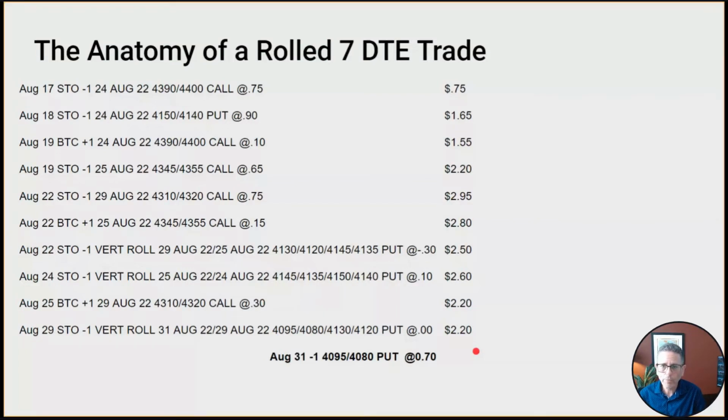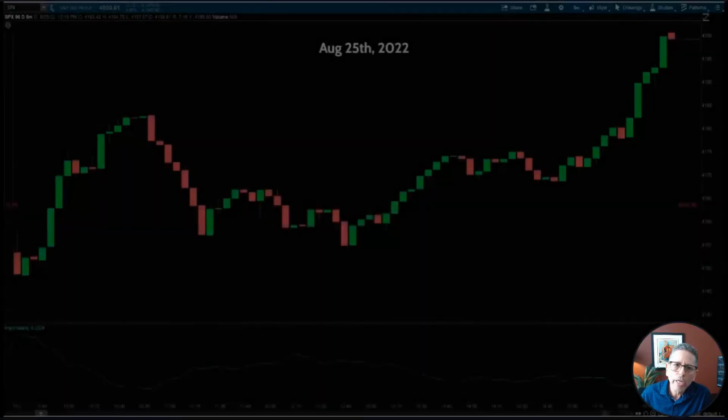All right. Okay. So yes, I'm going to have to manage this trade, but I have plenty of profit on it that I can use to basically make sure that it comes out profitable. All right. So this is a trade.